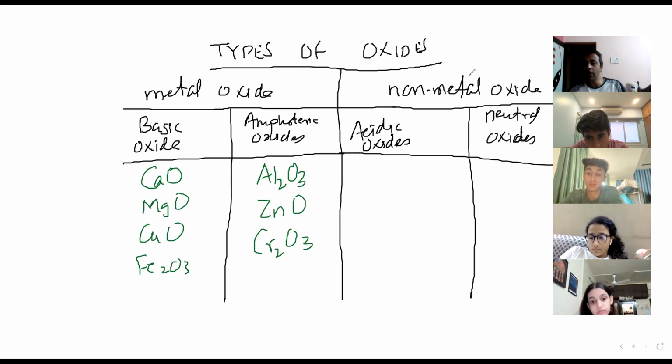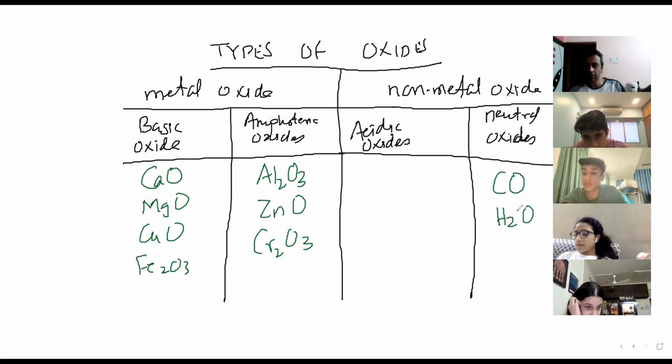So how do I know, out of all the non-metals, which ones are acidic and which ones are neutral? It's easy. Here again, the neutral list is very small. So which non-metal oxides are neutral? Carbon monoxide and water. They are neutral oxides. All the other non-metal oxides will come in the acidic oxides.